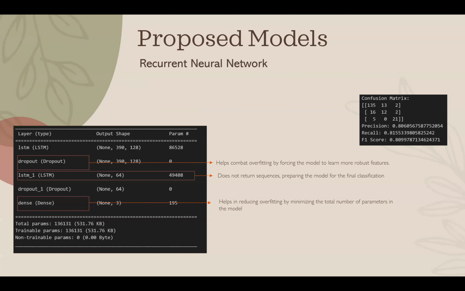Next slide, please. Here, the dropout is really helpful to combat overfitting by forcing the model to learn more robust features. As well, the LSTM1 helps to return sequences, preparing the model for the final classification. And again, the dense layer helps to reduce overfitting. And coming to the next model, which helps to build on the accurate image data set. Next slide, please.